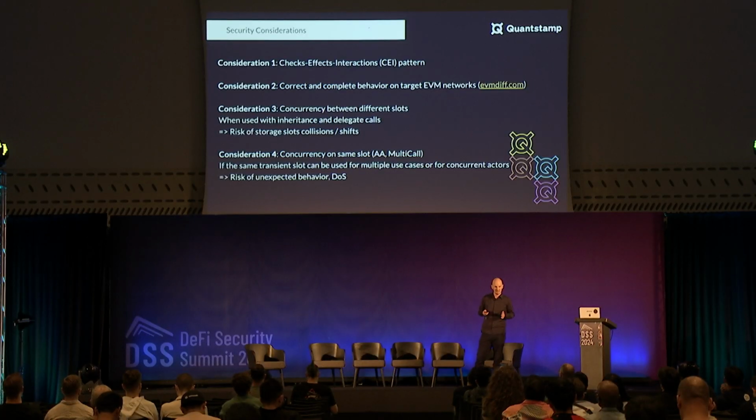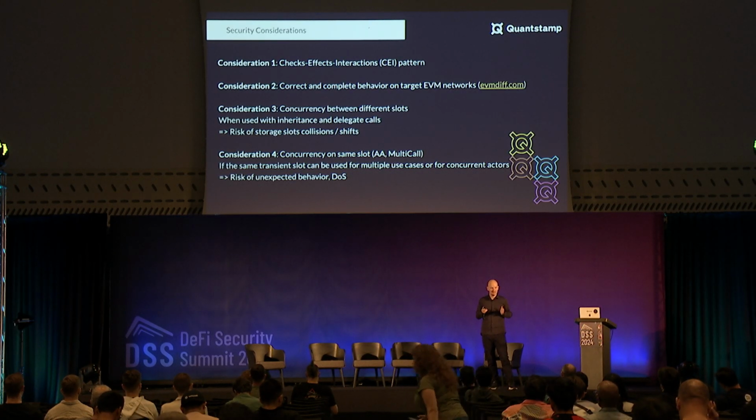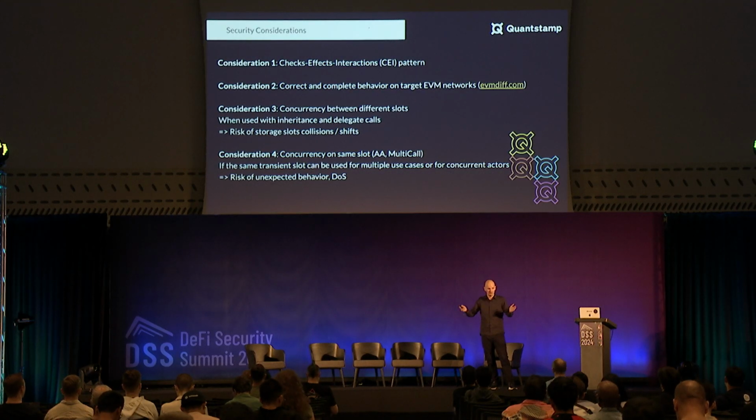Then beware of the concurrency between different slots, especially when you mix inheritance and delegate calls, because you can have some slot collisions or storage slot shifts. The last consideration is for the concurrency on the same slot. And here you can think about scenarios involving account abstraction, multi-sigs, multi-calls. And basically, it's if the same transient slot can be used by multiple use cases or for multiple actors, then there is a risk of unexpected behavior or of denial of service.